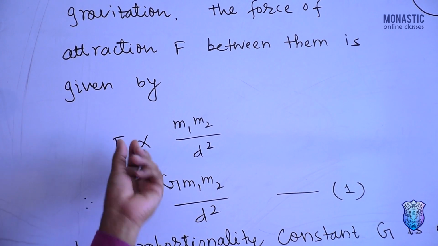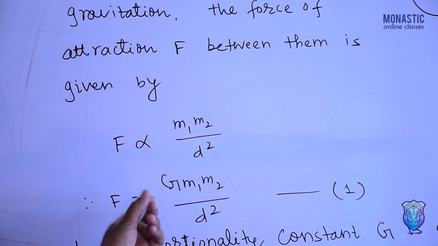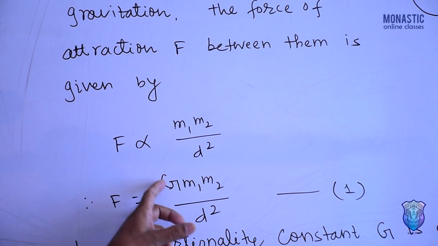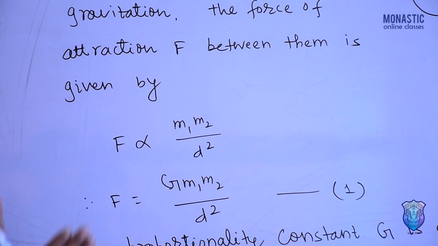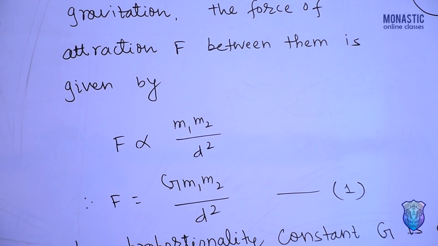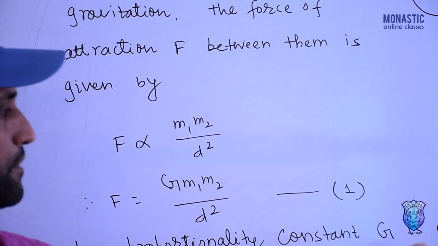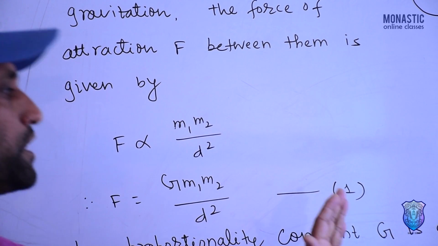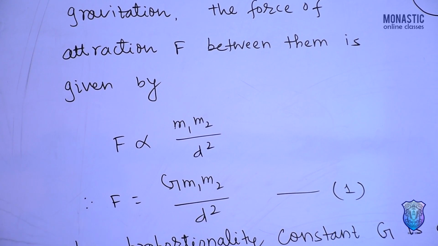Now, if we change this proportional sign, then we have to write a constant. That constant is denoted here by G. This is known as the universal gravitational constant, where the proportionality constant G is called the universal gravitational constant. Its value is 6.67 times 10 to the power minus 11 Newton square meter per square kg. And the value of this constant remains the same throughout the universe.